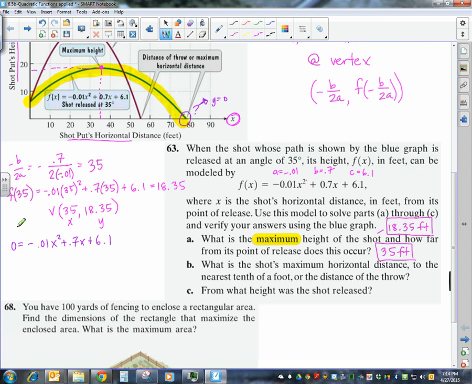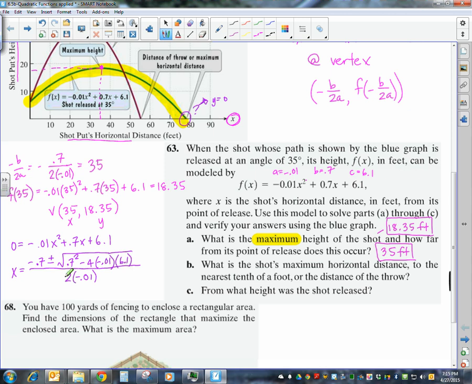Well, that's solving a quadratic equation. I don't want to factor this, so I'm going to put it into my quadratic formula. I've already defined what a, b, and c are. So when I put that in, negative b plus or minus the square root of b squared minus 4 times a, which is negative, so I'm putting it in parentheses, times c, all over 2 times a.